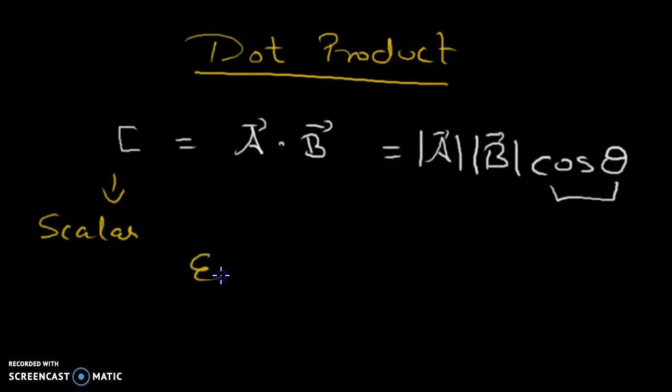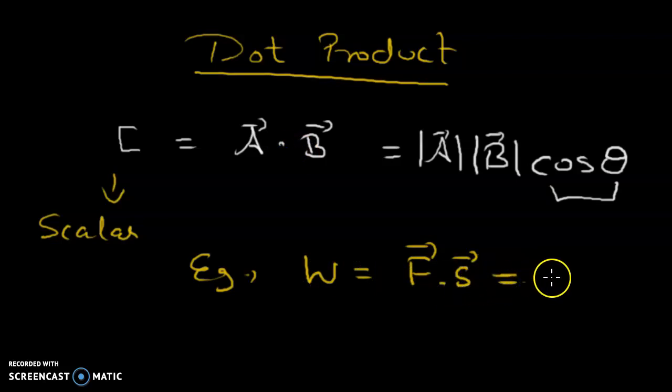An example is work, which is the scalar product of force and the displacement in the direction of force. Force and displacement, so F s cos theta. So work is a scalar, but force and displacement both are vectors. Okay, so this is the scalar product or the dot product.